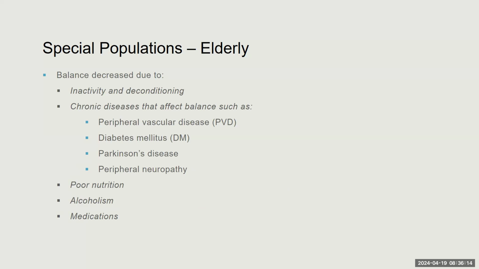Their balance is going to be decreased due to usually inactivity and deconditioning and chronic diseases that affect balance, such as peripheral vascular disease, diabetes, Parkinson's, peripheral neuropathy. Again, usually they don't have the best nutrition. If they have a history of alcoholism or some of their medications, this could all affect their balance.